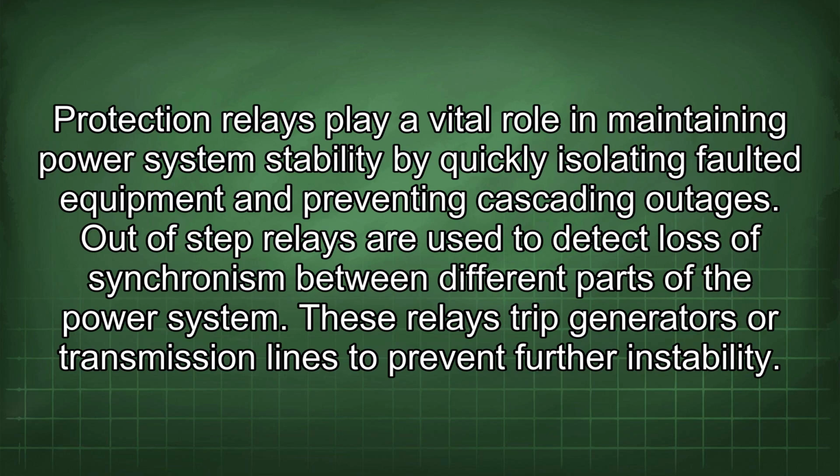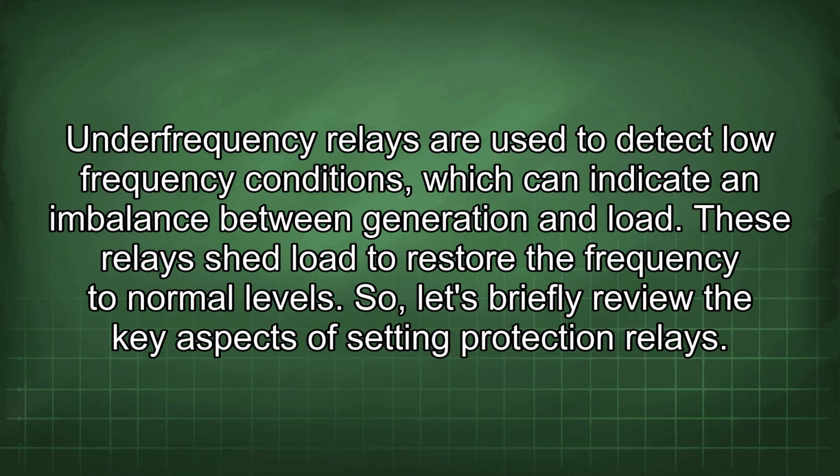Out-of-step relays are used to detect loss of synchronism between different parts of the power system. These relays trip generators or transmission lines to prevent further instability. Under-frequency relays are used to detect low-frequency conditions, which can indicate an imbalance between generation and load. These relays shed load to restore the frequency to normal levels.